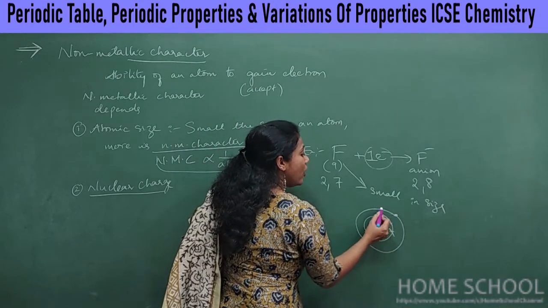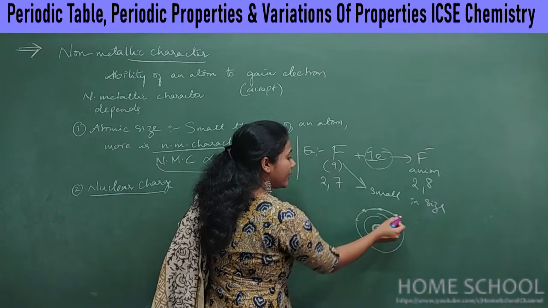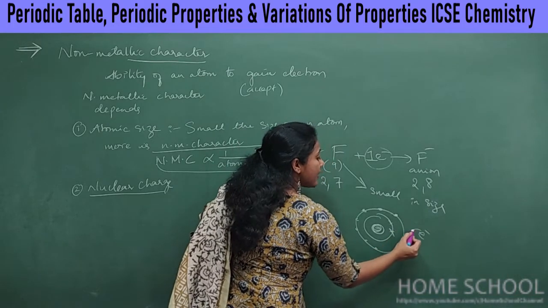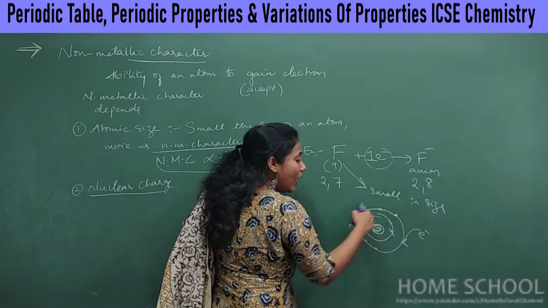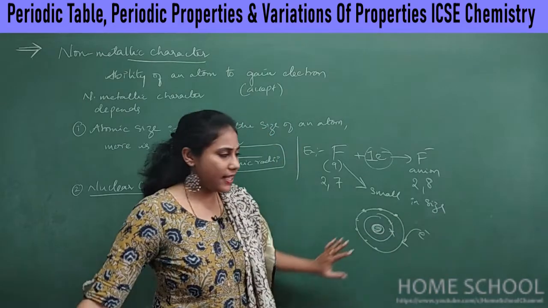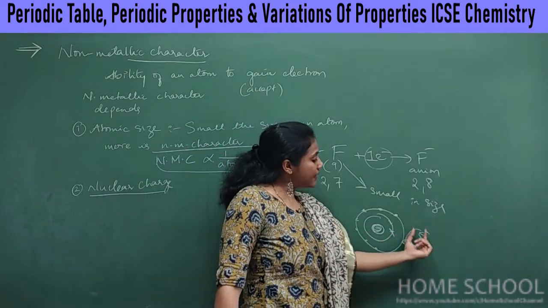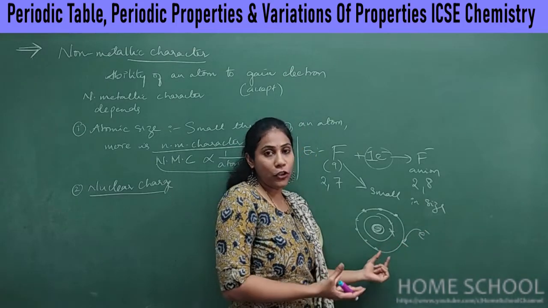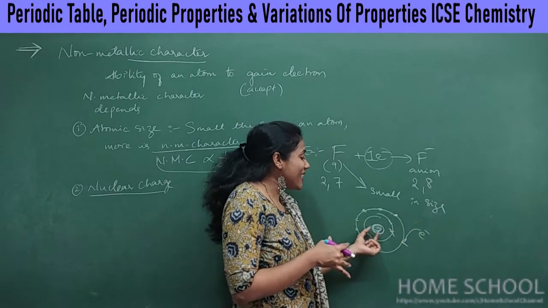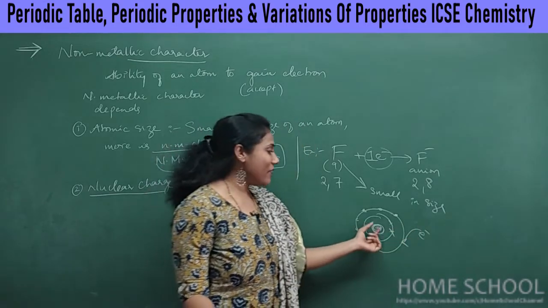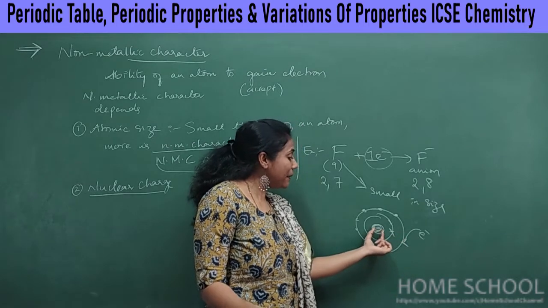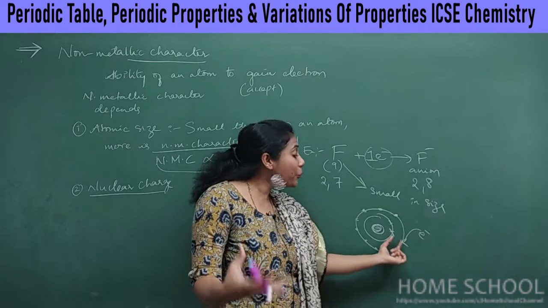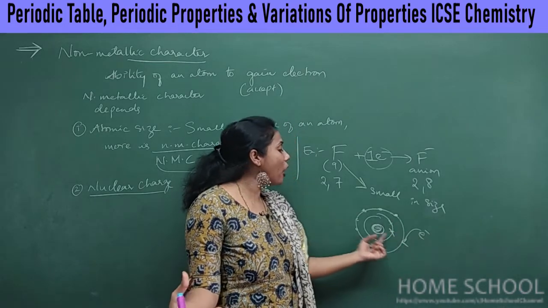Your second shell already has 7 electrons: 1, 2, 3, 4, 5, 6, 7. The incoming electron is coming and settling in the outermost shell where already 7 electrons are there. And when does this outsider electron feel comfortable in the shell of fluorine? When this electron gets nice attraction from the nucleus. So when this electron is accepted by fluorine's nucleus, this outsider electron feels more comfortable to stay in the shell of fluorine.